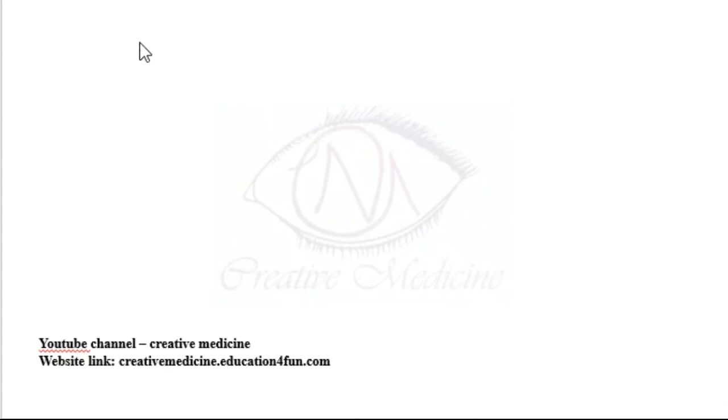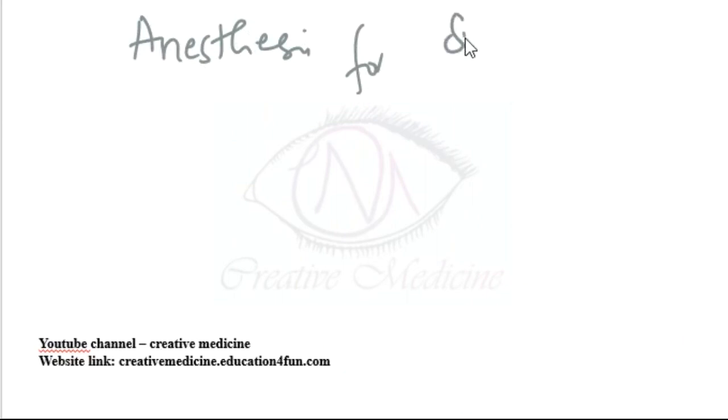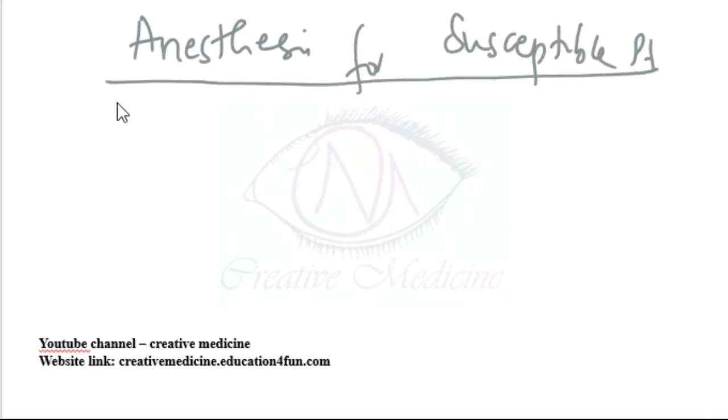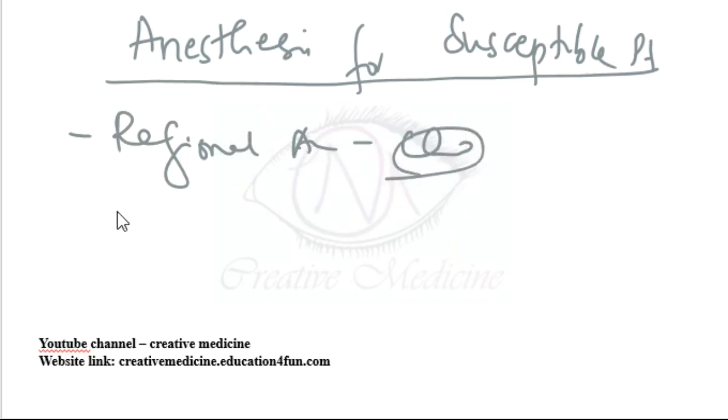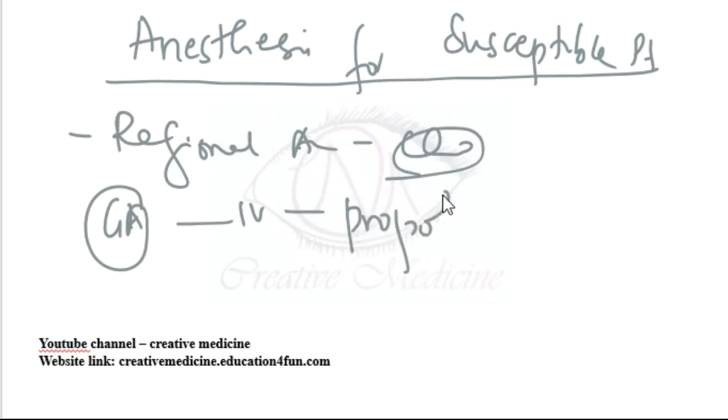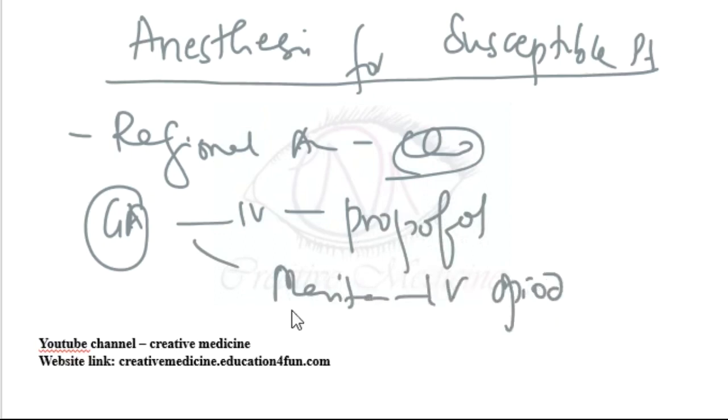Anesthesia, once you know that the patient is susceptible. The anesthesia of choice for a susceptible patient is regional anesthesia. General anesthesia can be given, but regional is the anesthesia of choice. Intravenous anesthetic agents like propofol are protective. For maintenance, intravenous opioids are given if general anesthesia is given. Non-depolarizers are protective and mild hypothermia should be maintained in the patient.